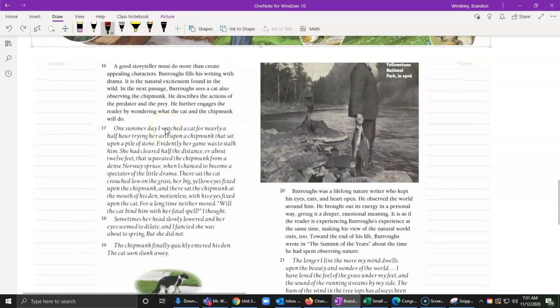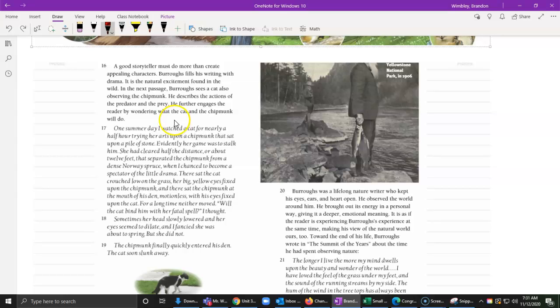A good storyteller must do more than craft appealing characters. Burroughs fills his writing with drama. It is the natural excitement found in the wild. In the next passage, Burroughs sees a cat also observing the chipmunk. He describes the action of the predator and the prey. He further engages the reader by wondering what the cat and the chipmunk will do.